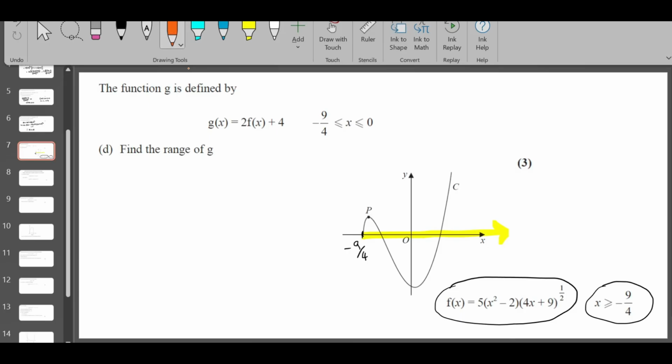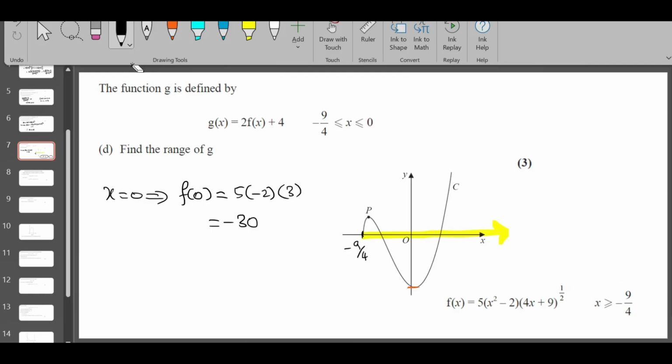We need to know this value, the y-intercept. So when you replace x by 0 into the function, f of 0 is, this is 0, this is 0, 5 times minus 2 times 9 to the power half, you get negative 30. Okay? I'll tell you why we need the y-intercept. Why do we need this point? Okay. Let's sketch this g of x.